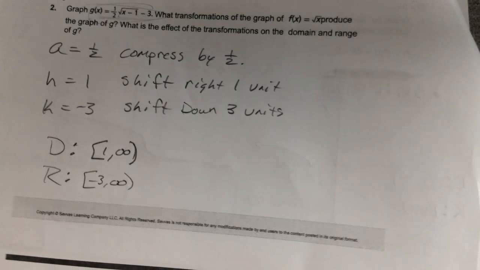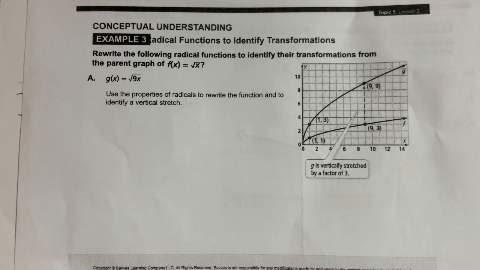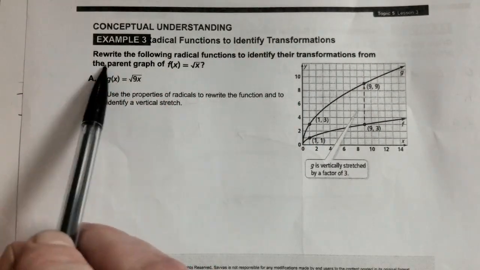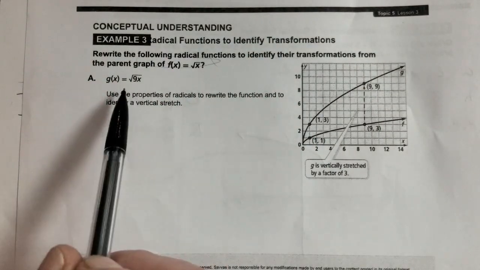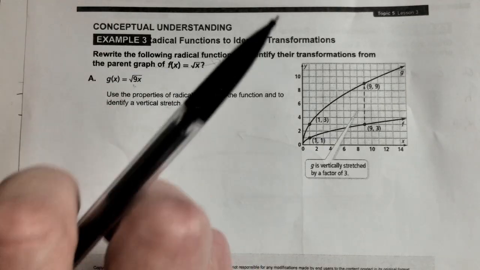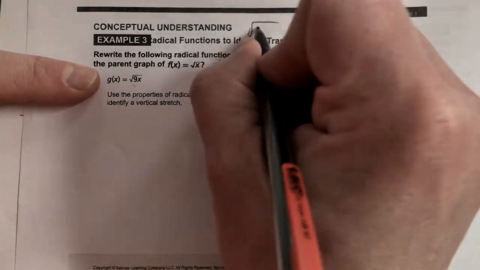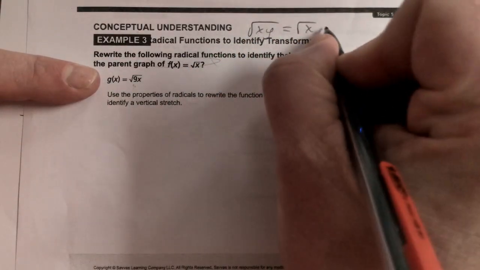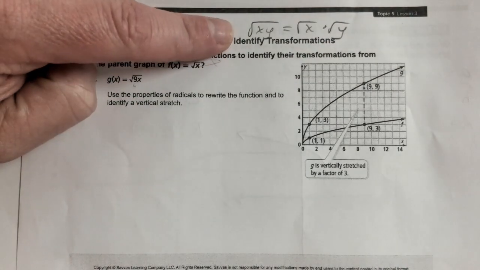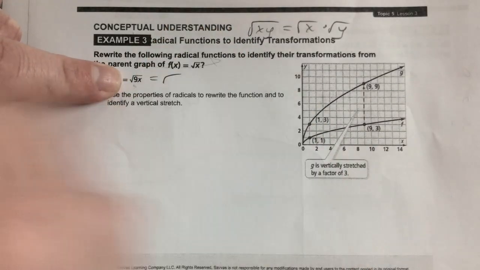Okay, down at the bottom, I'm going to do this guy. So it asks us to rewrite the radical function to identify the transformations of the parent graph. So we have this function. This relies on the fact that the square root of two things being multiplied is the square root of the first times the square root of the second. That is our product property of radicals. So what can I break this into? The square root of?